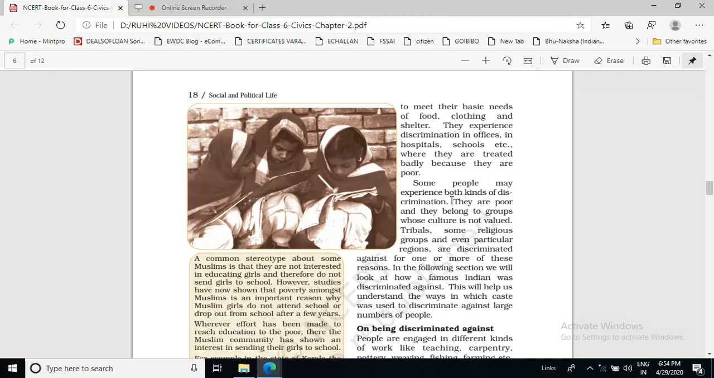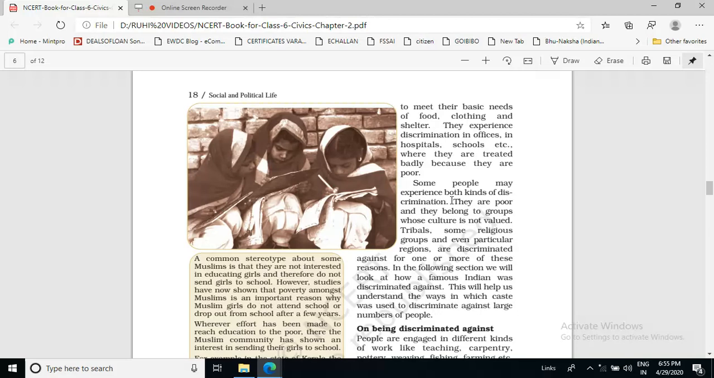So, up till now we have discussed the causes of discrimination, and there are two major causes. One is diversity: because of being in a different cultural group, or in a different religious community, many times their practices or methods are considered inferior and they are discriminated against. The second reason is the economic condition. If a person is poor, then he will also be discriminated against.